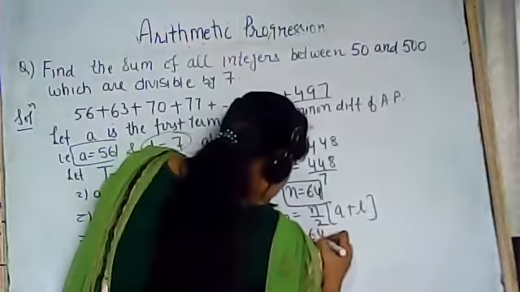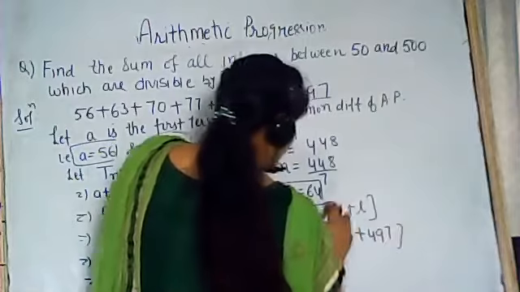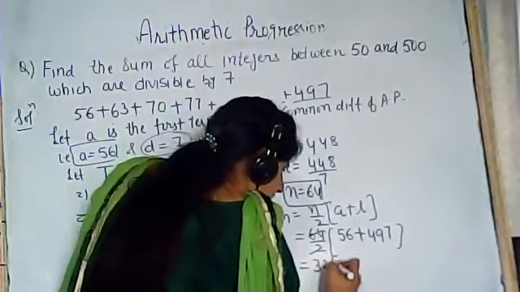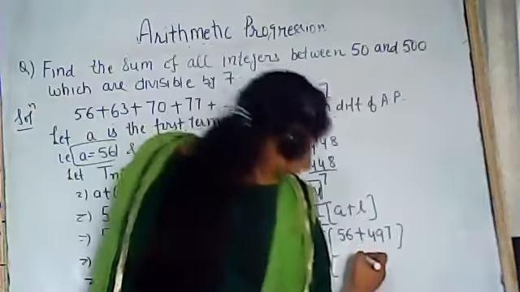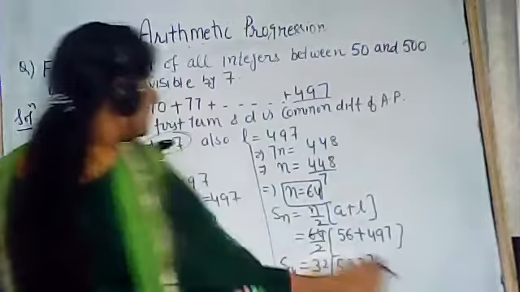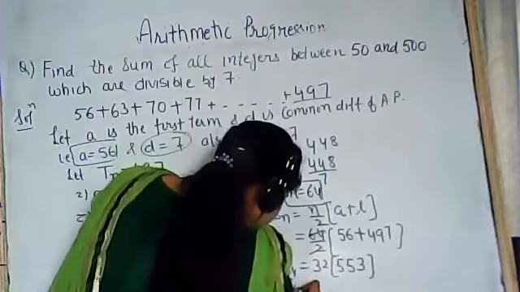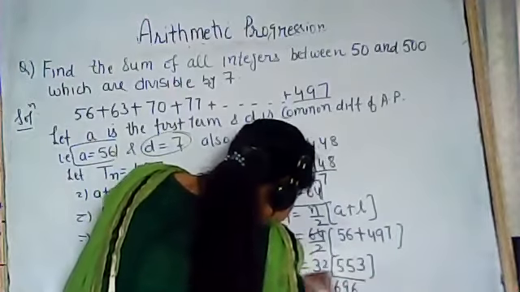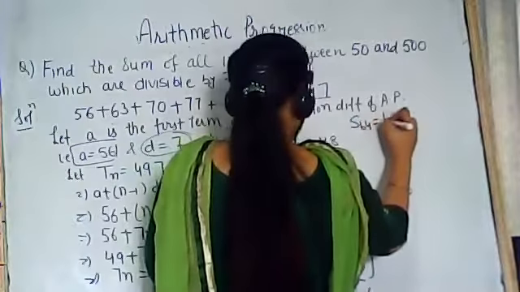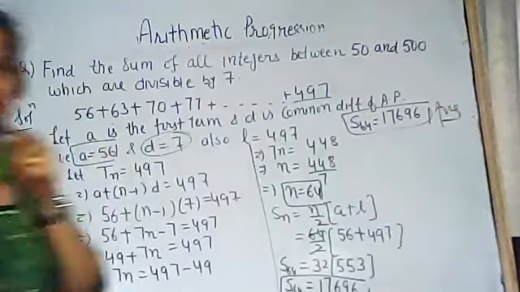So n is equal to 64, the first term is equal to 56 and the last term is equal to 497. Simplify: you will get 64 by 2, which is equal to 32. Add these two numbers, you will get 553. So 553 into 32 will be equal to 17,696. This is the sum of the given series. The sum of the given series is 17,696. So this is our answer.